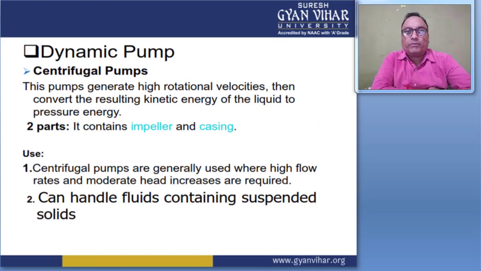So moving to the introduction of the centrifugal pump. Basically a centrifugal pump is a dynamic pump, meaning it belongs to the dynamic category of pumps, and this pump generates high rotational velocity. This high rotational velocity is then converted, from the resulting kinetic energy of the liquid, to pressure energy, and this type of pump consists of two parts. First, it contains an impeller, and a casing also, right? It contains an impeller and casing.